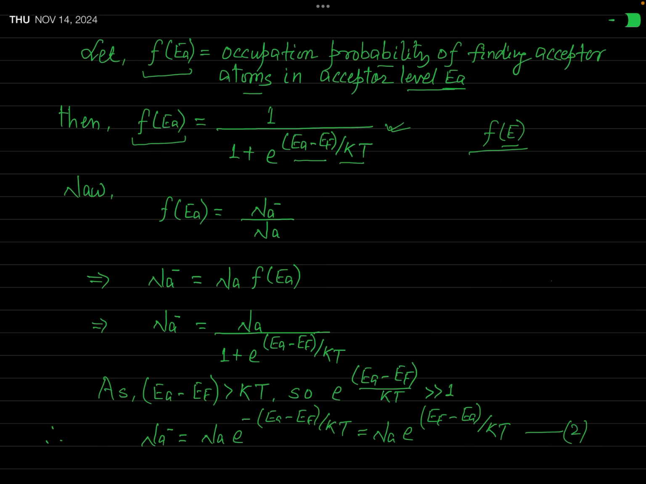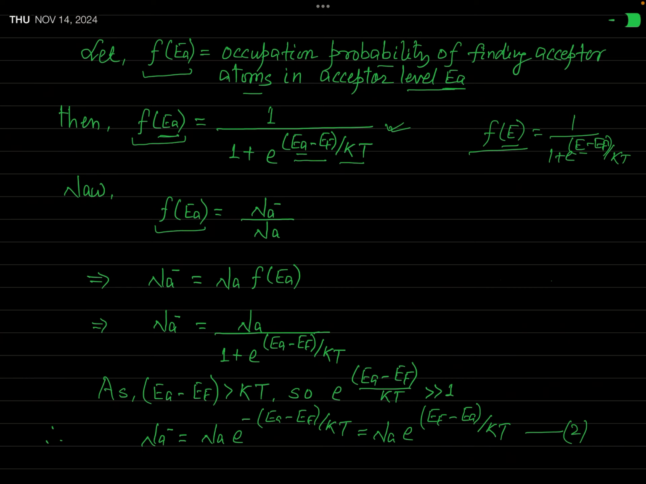You know, F of E is equal to 1 over 1 plus e to the power (E minus Ef) over Kt. Here, in place of E, I have written Ea because we are going to find the probability of finding the acceptor atoms in this energy level Ea. But what is actually this F of Ea in accordance with the definition of probability?